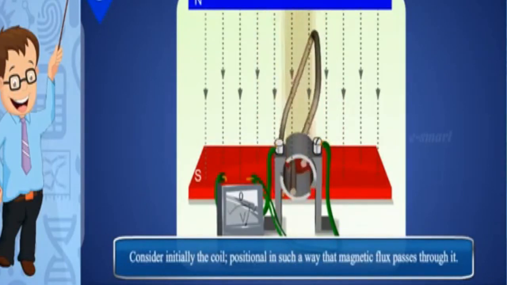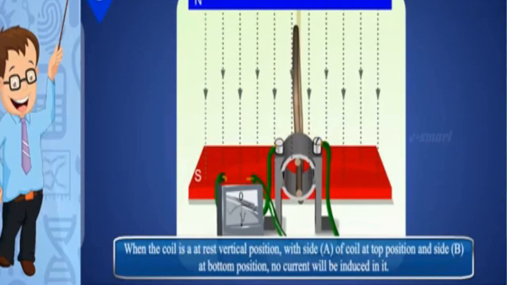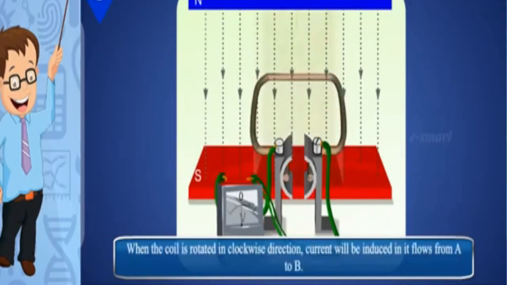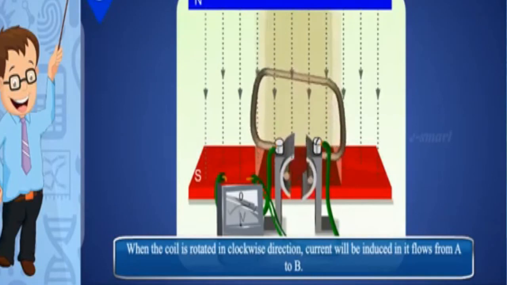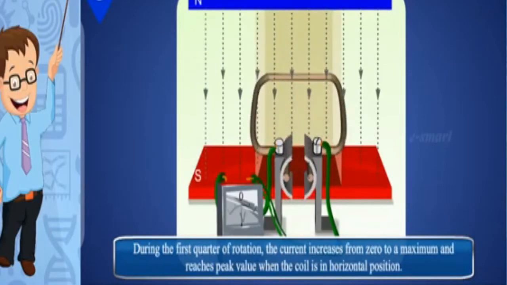Consider initially the coil positioned in such a way that magnetic flux passes through it. When the coil is at rest in a vertical position, with side A of the coil at the top and side B at the bottom, no current will be induced in it. In this position, the current in the coil is zero. When the coil is rotated in a clockwise direction, current will be induced in it, flowing from A to B. During the first quarter of rotation, the current increases from 0 to a maximum and reaches its peak value when the coil is in a horizontal position.